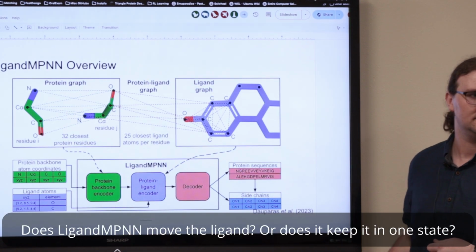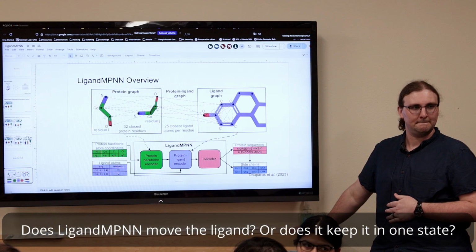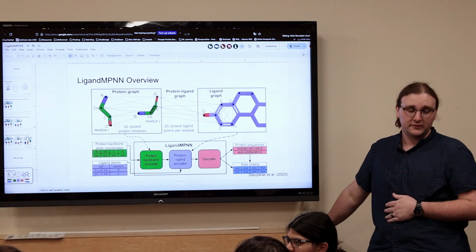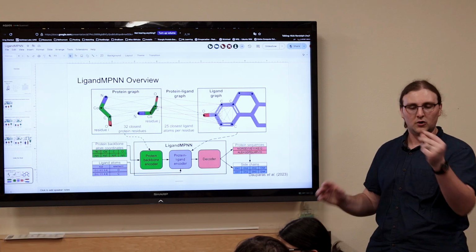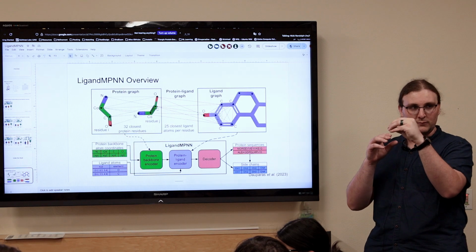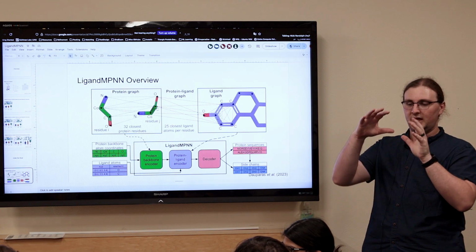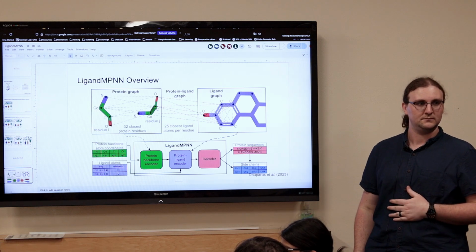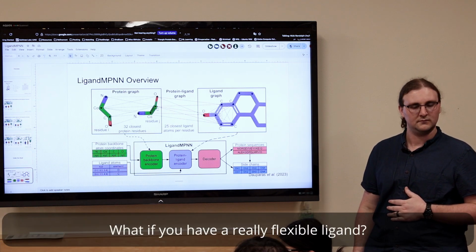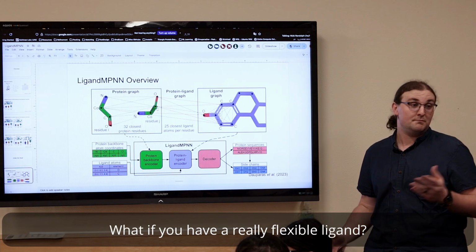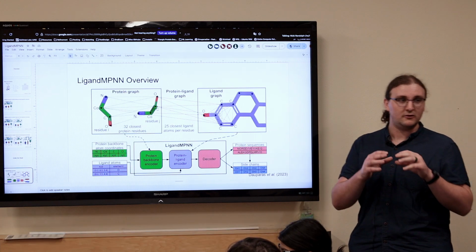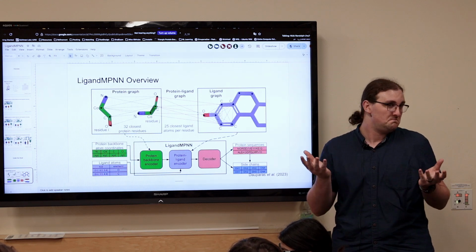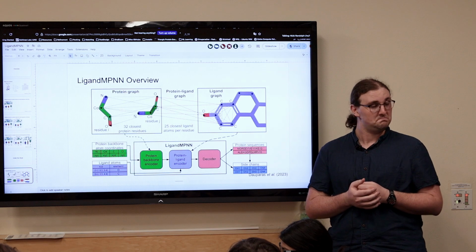Does LigandMPNN move the ligand in this, or does it keep it in one state? It's completely fixed, just like the backbone is. So you know where it's binding, you know what chemical types are part of that ligand, and you know where it's situated with respect to the protein itself. You're just designing the sequence. What if you have a really flexible ligand? Multi-state. You can maybe create a conformational ensemble of the ligand in the pocket, and then maybe favor multiple states. Yeah, that's my best guess.